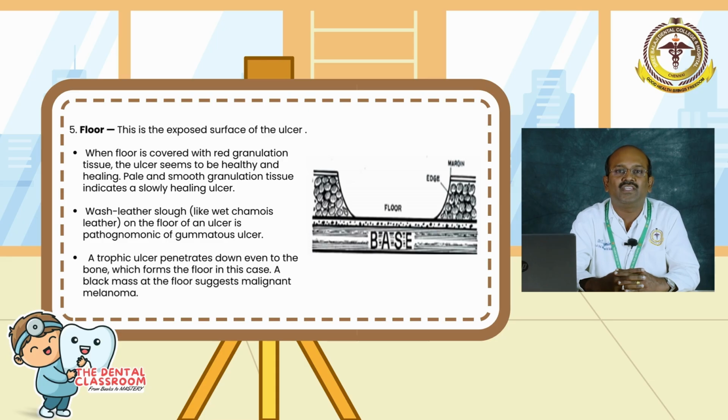Whereas when you get to see a washed leathery slough on the floor, you can think of a syphilitic ulcer. When you get to see a blackish area on the floor of the ulcer, we can think of a malignant melanoma. In a trophic ulcer, the floor of the ulcer will be the bone, so that is a deep perforating ulcer. So what lies on the floor is a clue to the diagnosis.